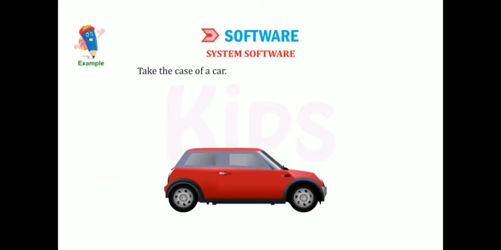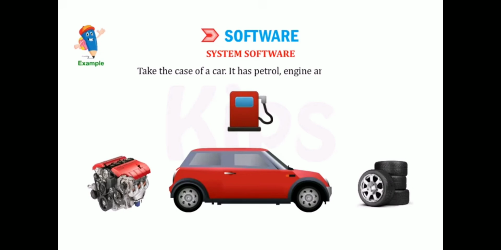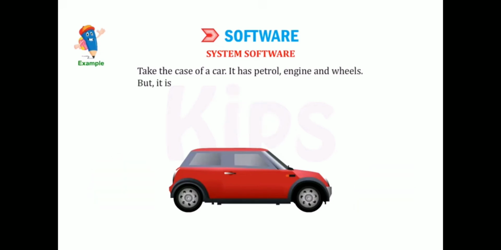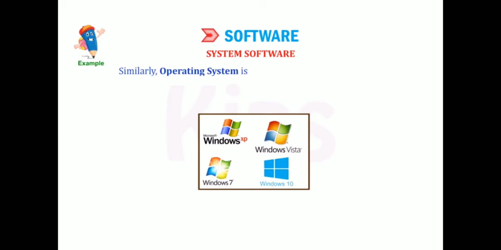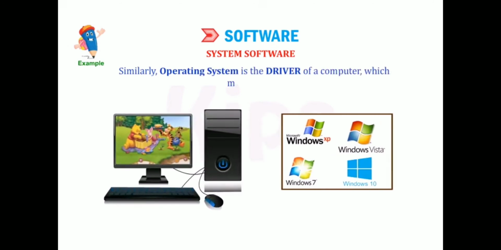Let us understand the operating system with the help of a given example. Take the case of a car. It has petrol, engine and wheels, but it is not moving. When will the car move? It will move only when the driver starts it. So the driver is the operator of the car. Similarly, operating system is the driver of a computer, which makes it run. Without an operating system, a computer cannot work.